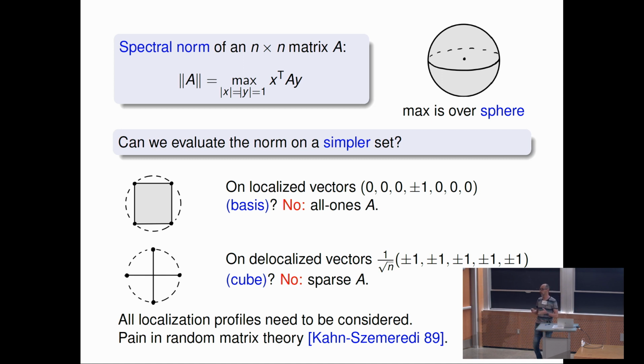And therefore, in fact, all localization profiles of vectors x and y have to be considered. And it's a painful situation, and many works in random matrix theory that try to evaluate the matrix norm have to deal with this fact that we have to account for all possible profiles, whether we have very delocalized or localized or something in the middle. We still want to do that. So can we give up a little bit and then evaluate on such a simple set?